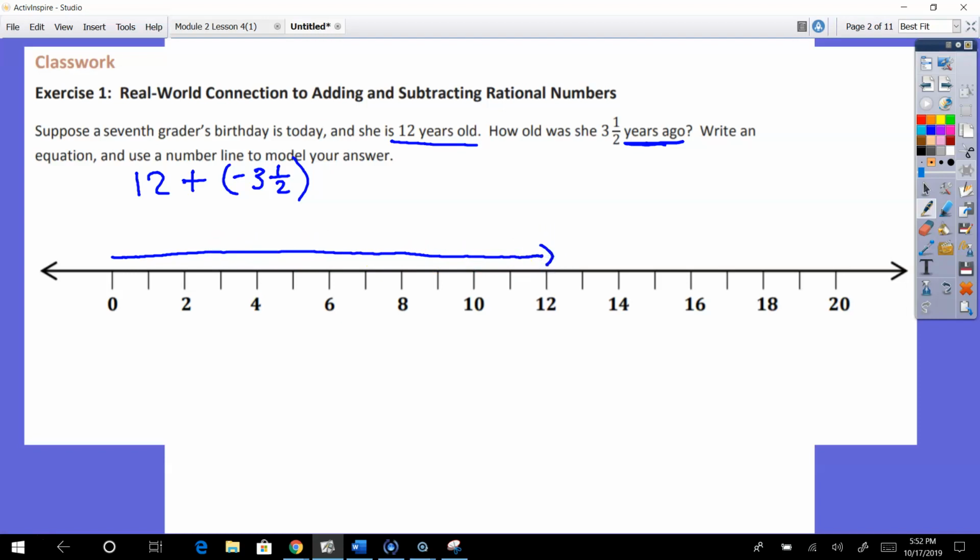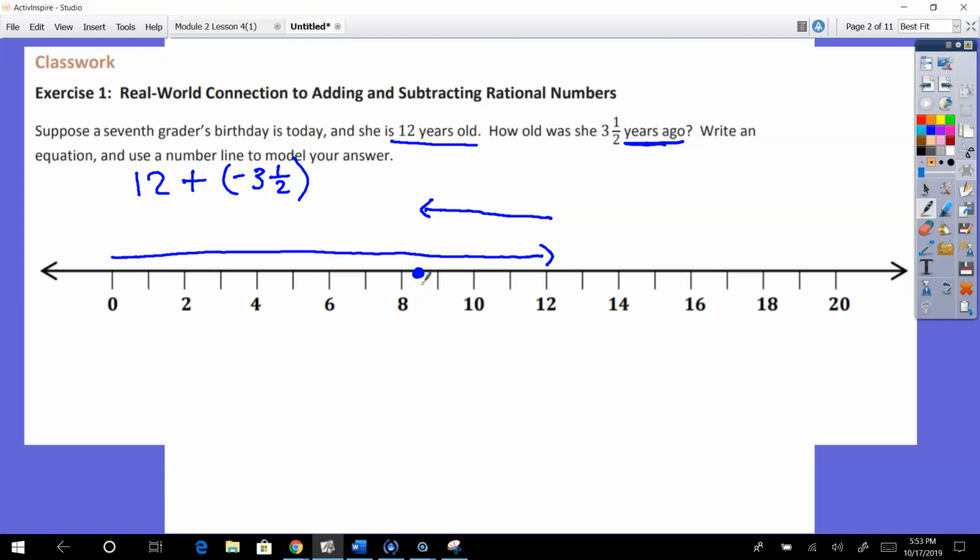And then from 12, we're going back 3.5 spaces. So if you notice, they do have the half marks there. Oh wait, those aren't half marks. Sorry. That would be 11. So 12, that's 1, 2, 3, and we're at 9, and then we have to go halfway between. Okay, so our spot is right here at 8.5 years.